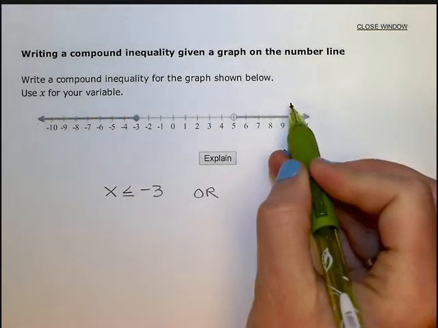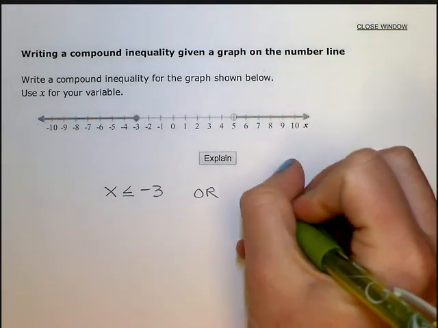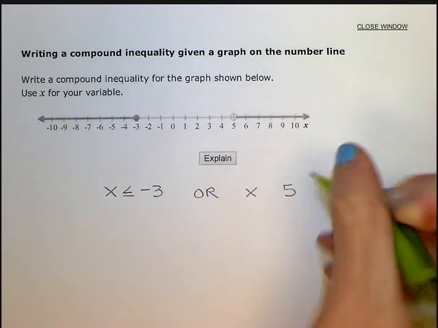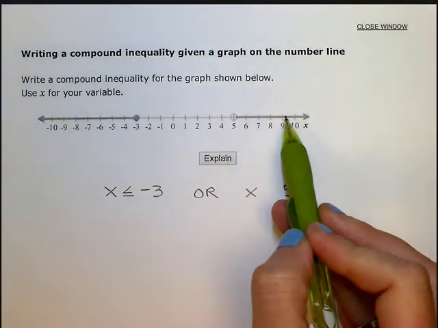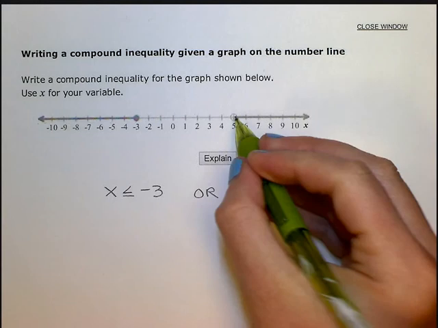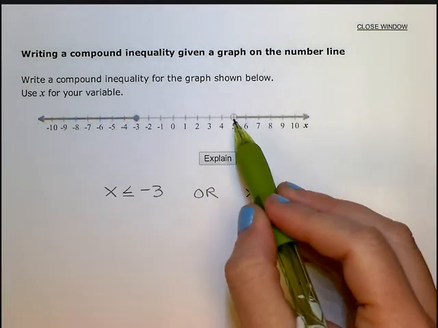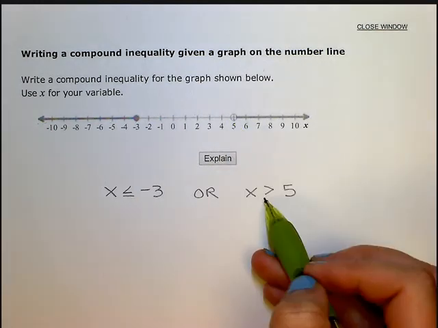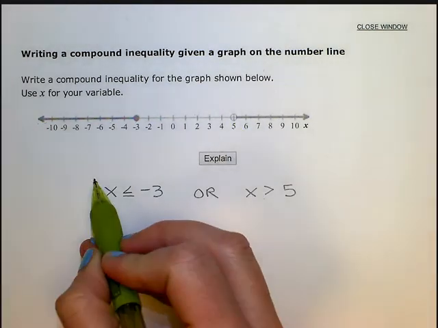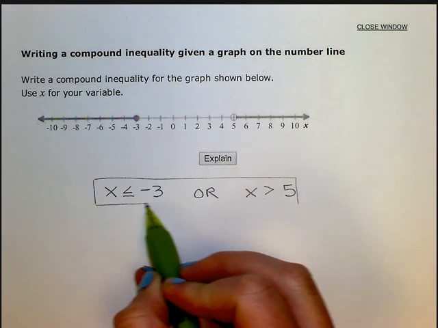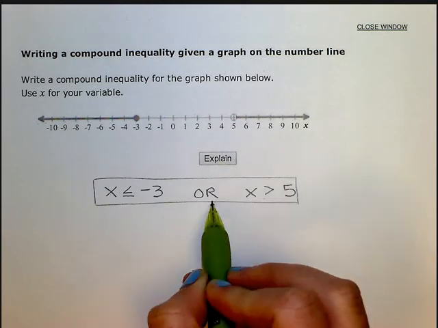this. Here I see the number that I'm dealing with is 5, so I'm going to have an x and a 5. I see that the numbers greater than 5 are shaded, so x is going to be greater than 5. But because this is an open circle, it cannot be equal to. So what I'll type into Alex is something like this. X is less than or equal to negative 3 or x is greater than 5.